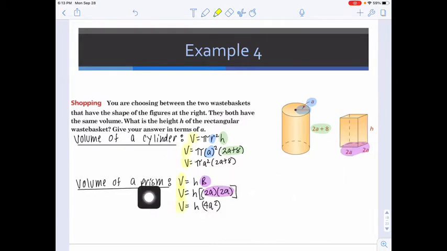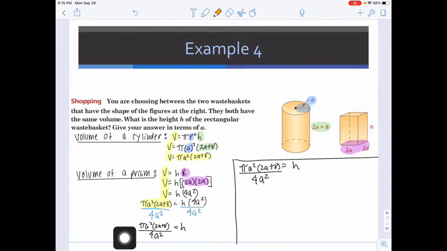Now notice the two wastebaskets have the same volume, so all of these volumes are the same number. So we can plug our volume of the cylinder in over here for the volume of the prism and solve for h. So since the volume equals pi a squared times 2a plus 8, we can plug that in for volume, and now we just need to get this h by itself. To get h by itself, we can divide both sides by 4a squared. When we divide both sides by 4a squared, we get pi a squared times 2a plus 8 over 4a squared equals h. I rewrote that over here.